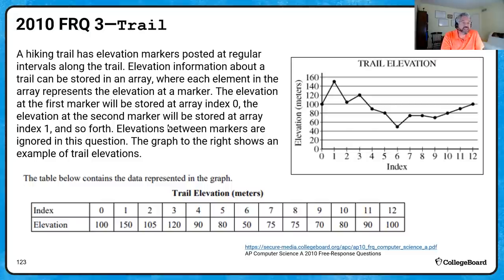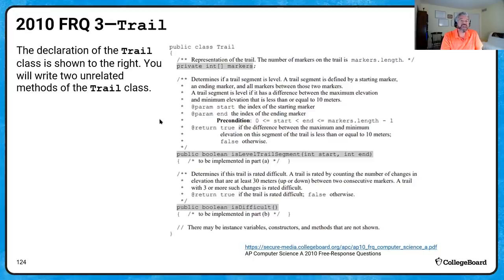It says elevations between markers are ignored in the question. That's okay. We know we have to climb or decrease our elevation in between. Then they tell us the graph to the right shows an example of our trail elevations, and the table below contains the data represented in the graph. It's a nice, easy way to represent the data we're looking at. They give us the declaration of this Trail class, and I've got it here to the right.